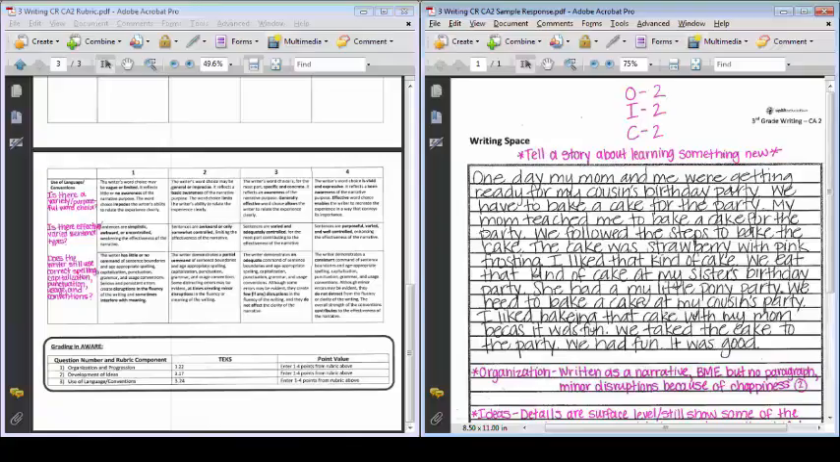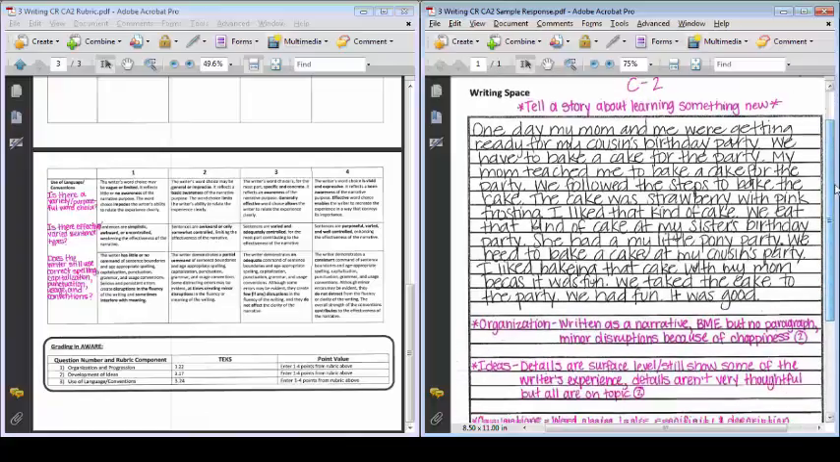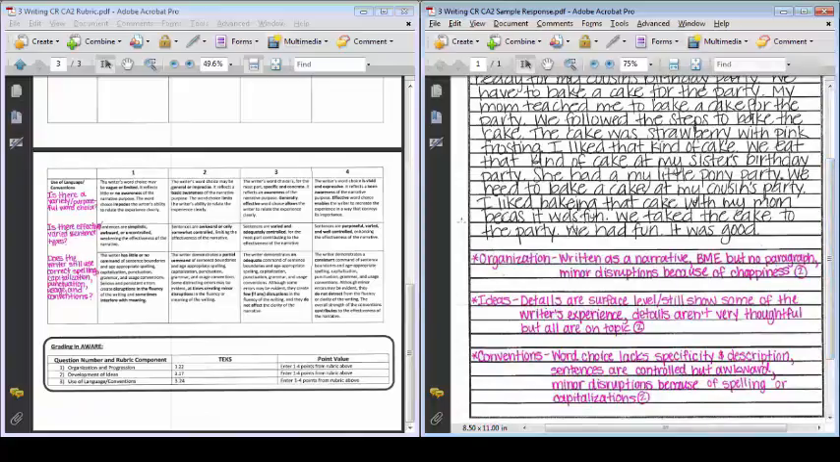So in this story, it's a mom and possibly a daughter going to a cousin's birthday. The mom teaches her how to bake a cake. They followed the steps, what happened with the cake, taking it to the cousin's birthday party, and so on. So as you can see at the top, I wrote organization, ideas, and conventions for the 3 strands. And then down here I wrote some notes that you can read.